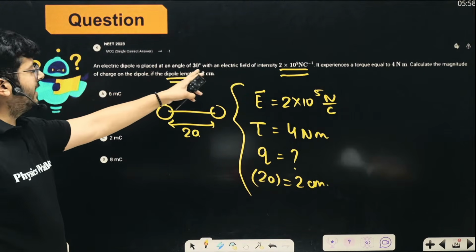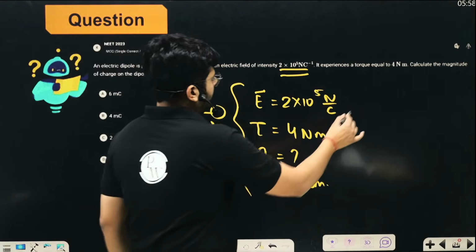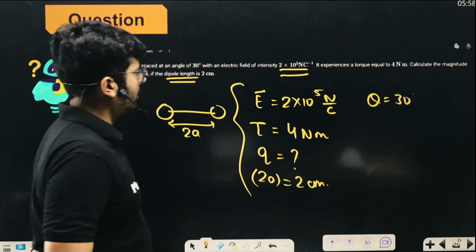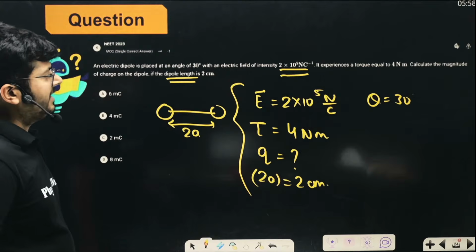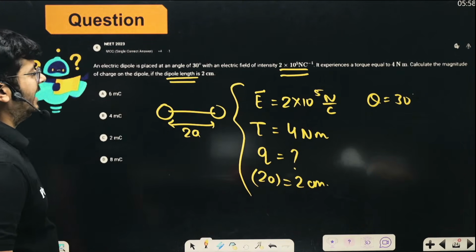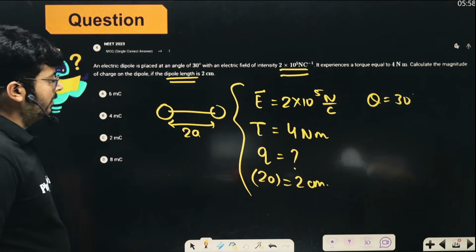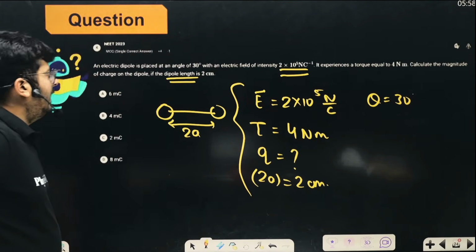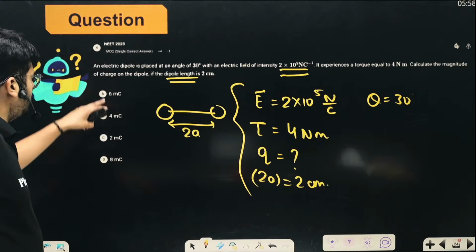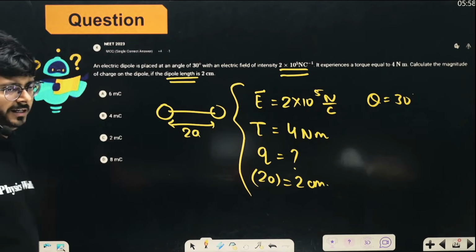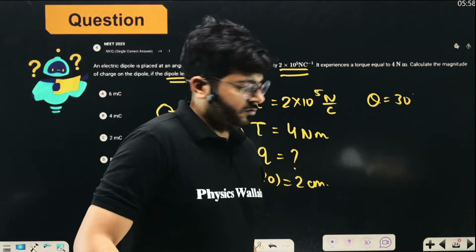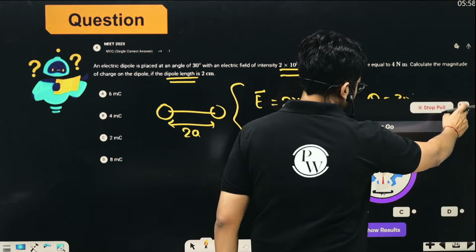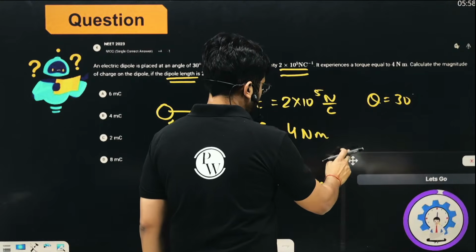So an electric dipole is placed at an angle of 30 degrees with the field intensity of this much. It experiences a torque of 4 Newton meter. We have to calculate the magnitude of charge on the dipole. Everything is given to you and we have to find the magnitude of charge. The options are 6, 4, 2 and 8 millicoulomb. So try to solve it and put the answer over here.